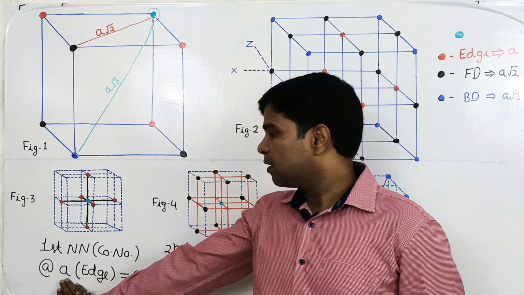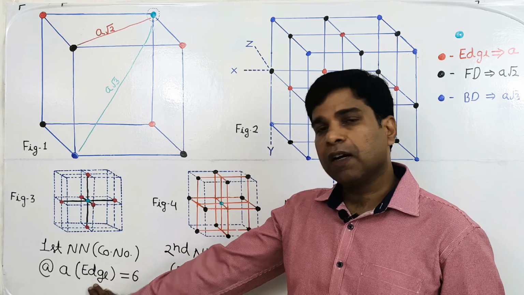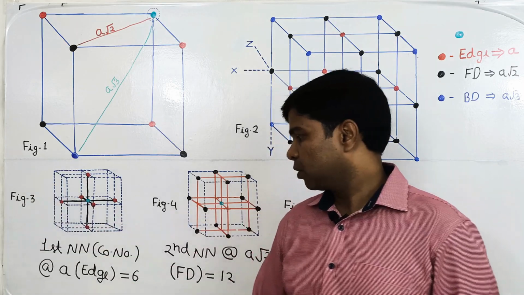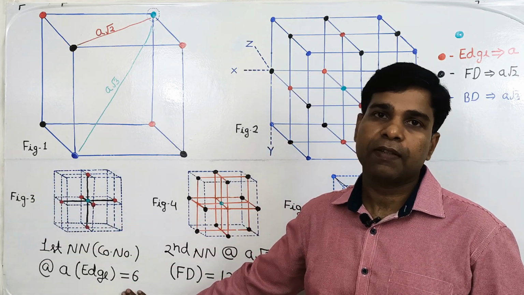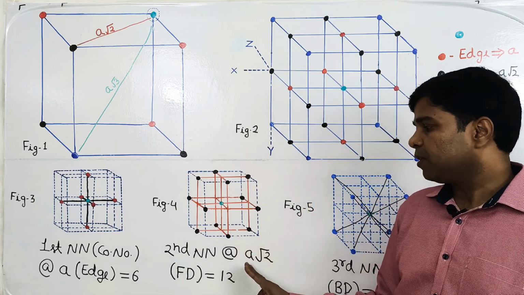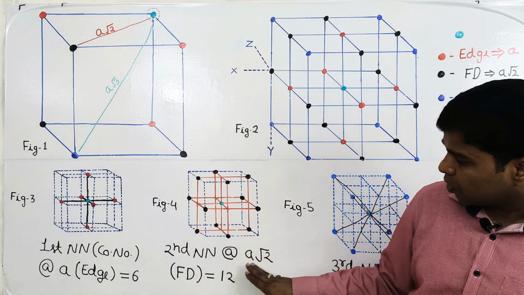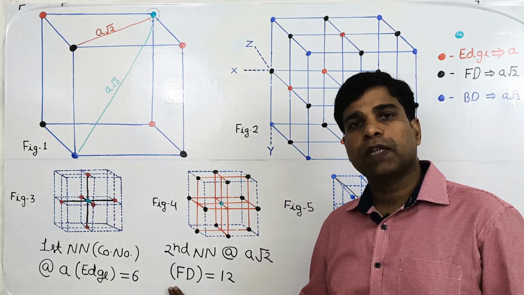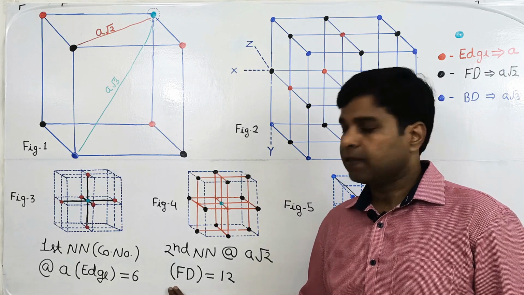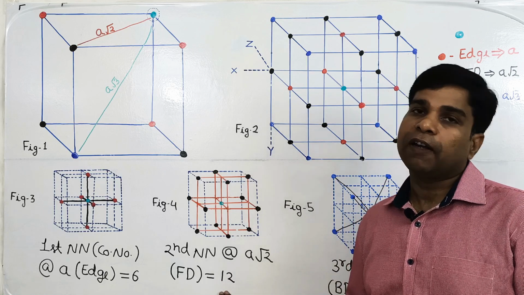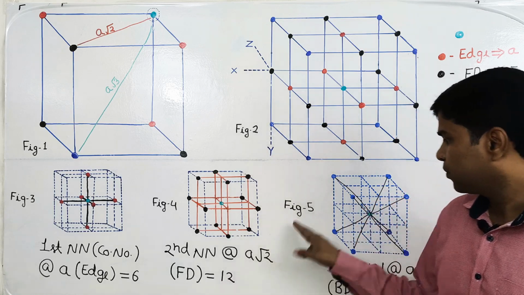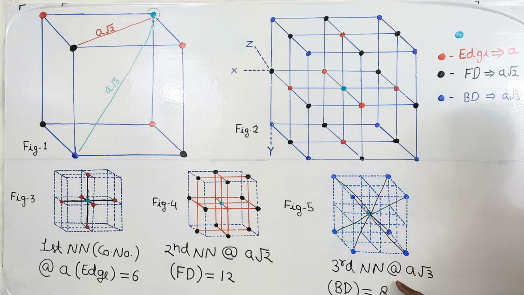So again to summarize, the first nearest neighbor also decides the coordination number. It is present at the distance of a. What is that? It is the corner of the edge. How many such particles? We have 6 such particles. The second nearest neighbor is present at the distance of a under root 2. What is the information about that particle? It is the face diagonal. How many such particles? We have 12 particles of such type. Then the third nearest neighbor we have at the distance of a under root 3. What is the information? It is the body diagonal. And how many such particles do we have? We have 8 such particles.